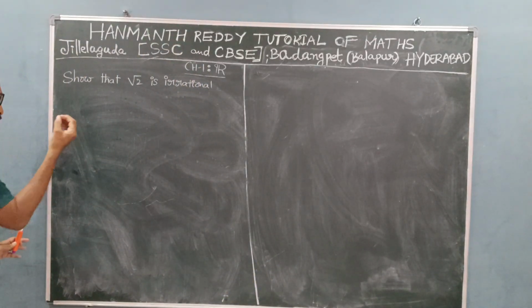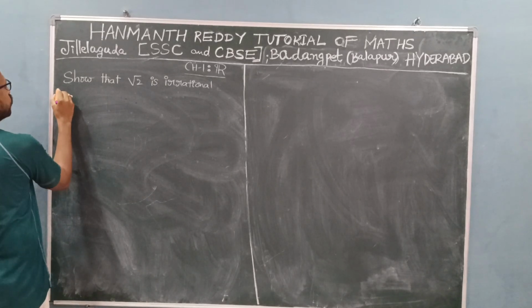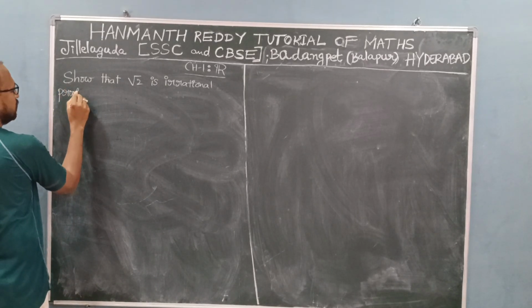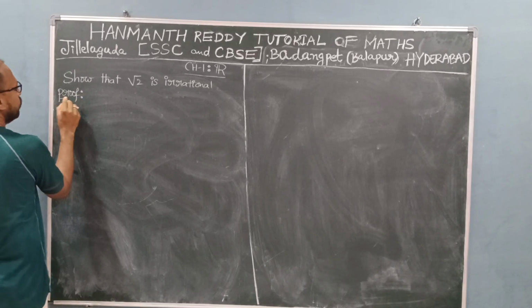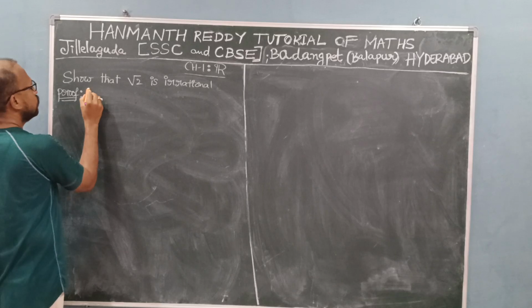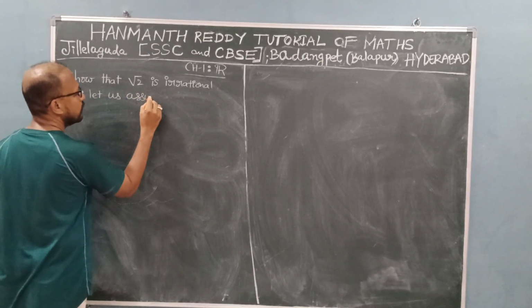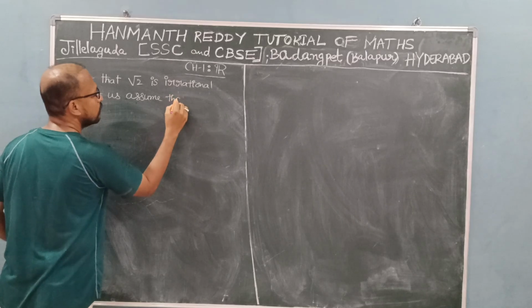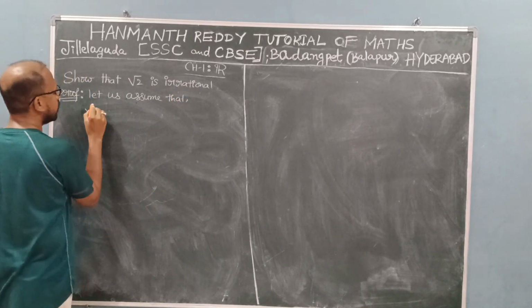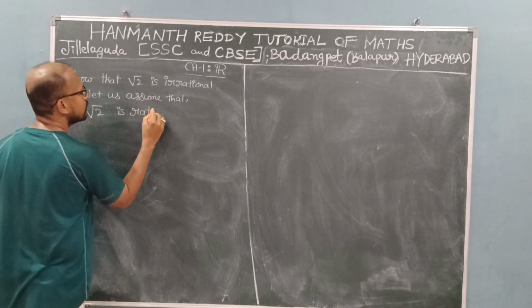So let me go now. Let us start. Proof. Listen very carefully. Let us assume that root 2 is rational.